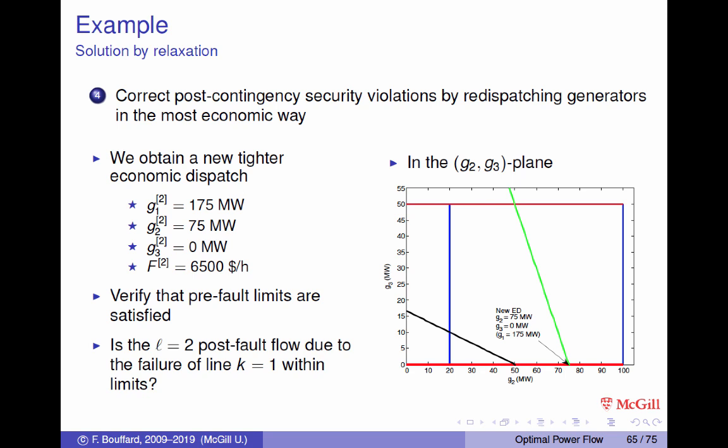And at the same time, is the post-fault flow due to flow limit due to line K equal 1 going down within limit? It has to, but it's going to be right on it. It's going to be binding in this case.